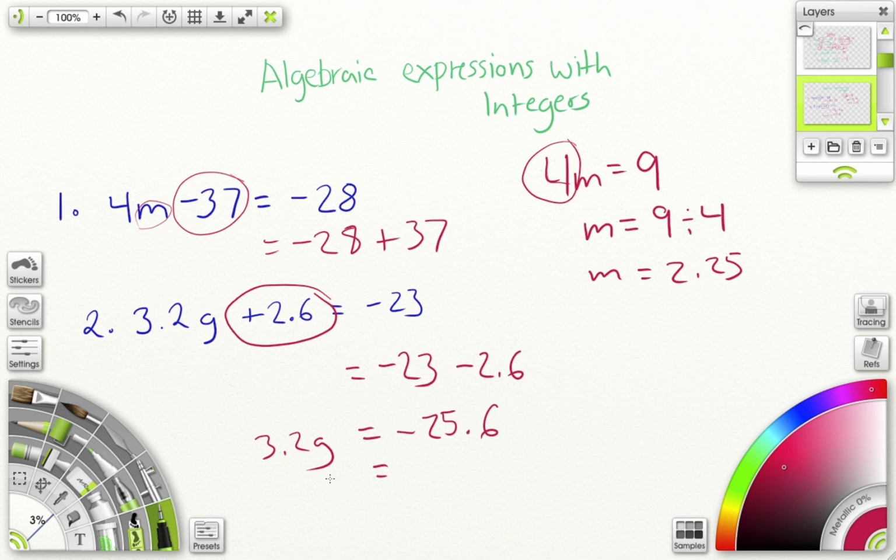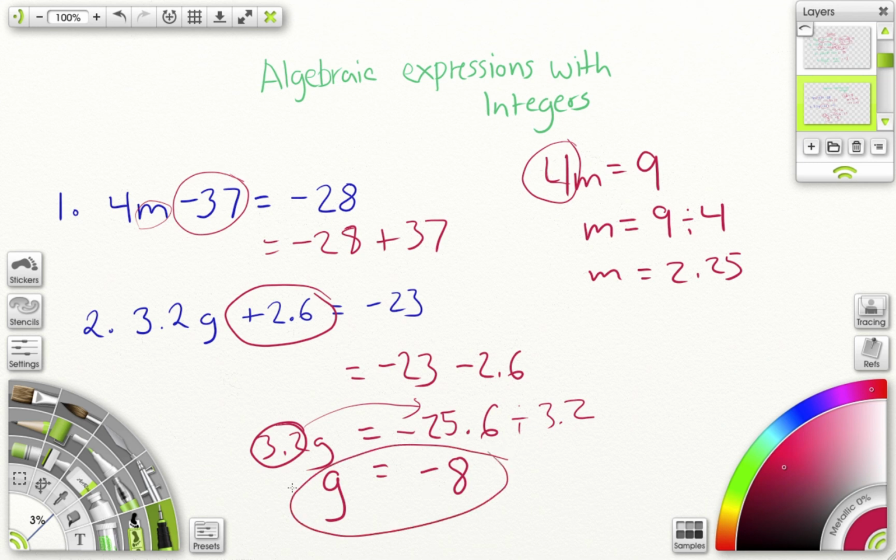So last step is isolate the g. So g equals, it was timesing it on this side, that 3.2. I bring it over to this side and it becomes division. So negative 25.6 divided by negative 3.2 equals negative 8. So in this case, our variable had a negative value.